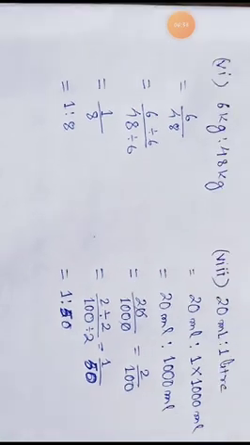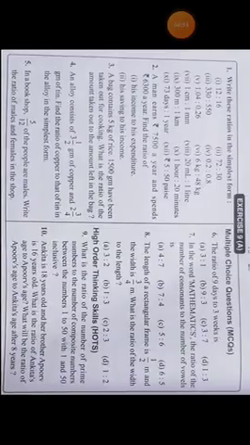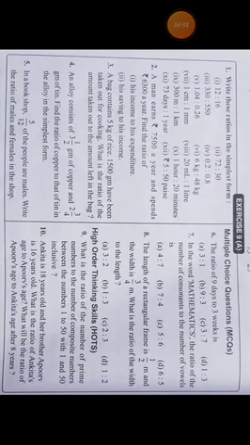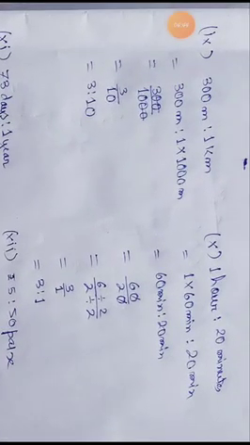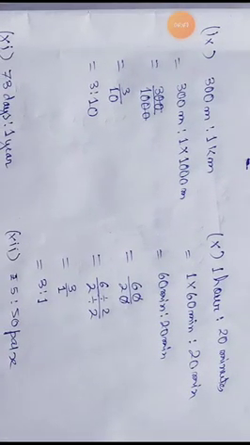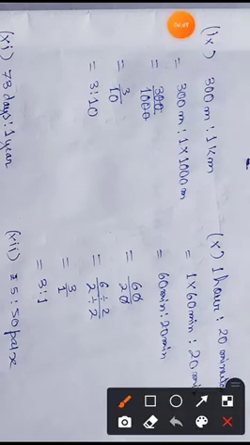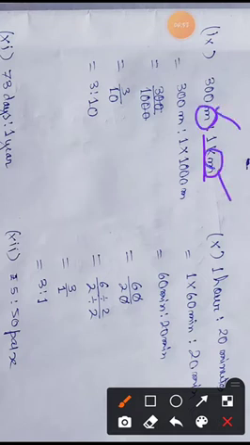Now let us see another question, question number 9. Question number 9 is 300 meter is to 1 kilometer. Again you see the units are not the same. Here we have meter and here we have kilometer. Let us change kilometer to meter. If you change kilometer to meter, you have to multiply 1000 meter by 1. Then it will become 300 meter and 1000 meter.